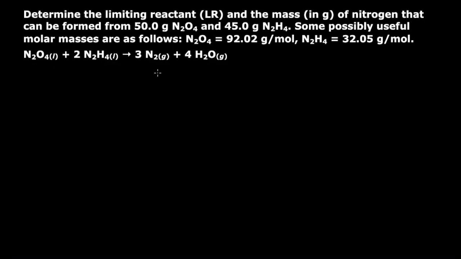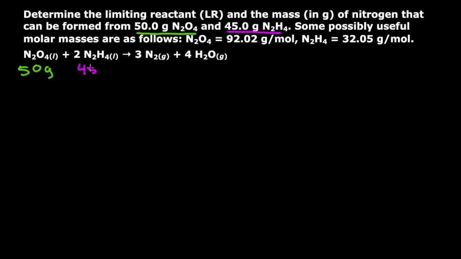And so the way we're going to figure out the limiting reactant is we're going to see how much of this chemical right here can produce products and how much of this reactant over here can produce products. So we basically have to do this problem twice. I'm going to take this 50 grams of the N2O4 and put it right here. And for the N2H4, I'm going to say we have 45 grams of this one right here.